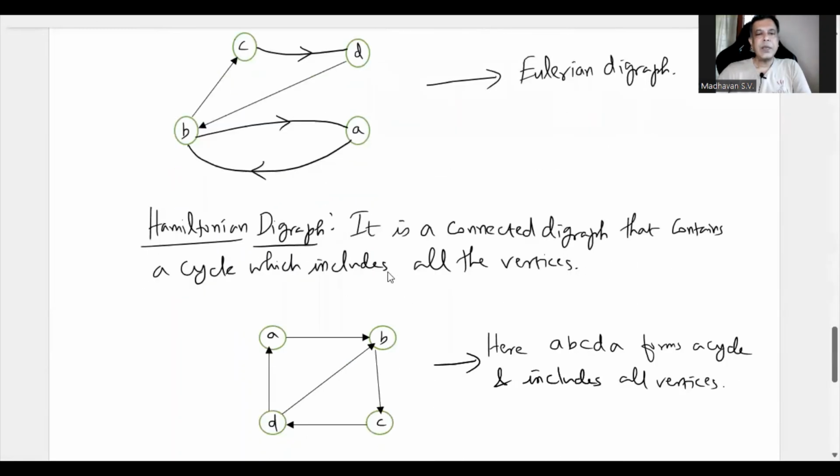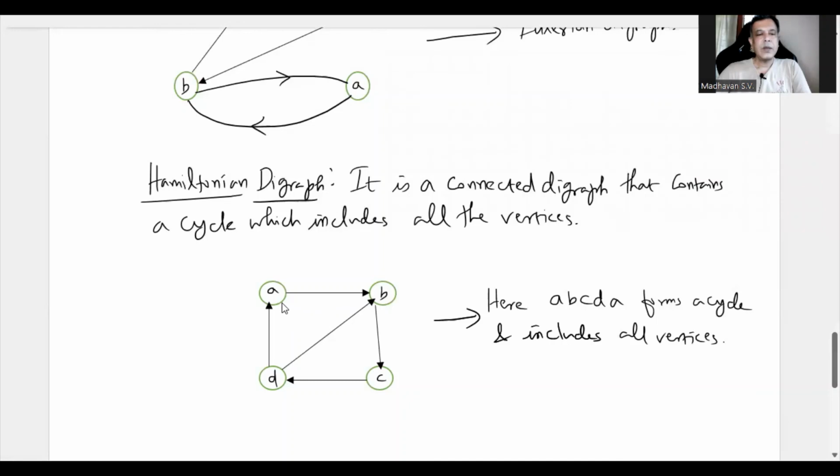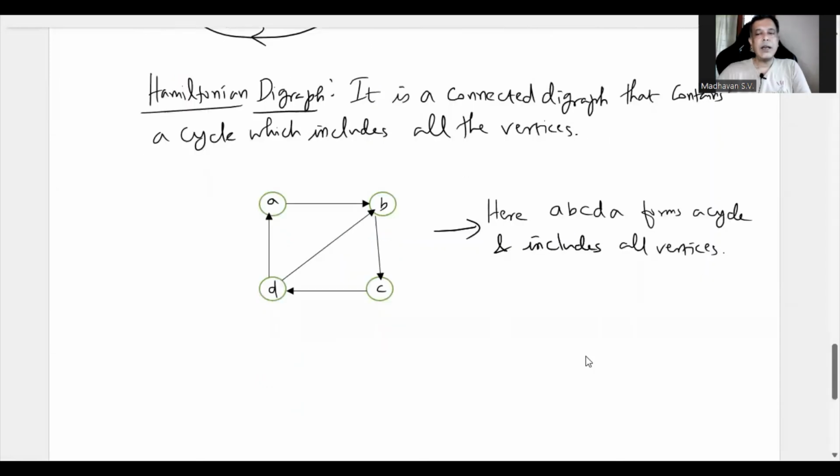Hamiltonian digraph. It is a connected digraph that contains a cycle which includes all the vertices. So A to B, B to C, C to D, and D to A. Here ABCDA forms a cycle and it includes all the vertices. So we can call this a Hamiltonian digraph.